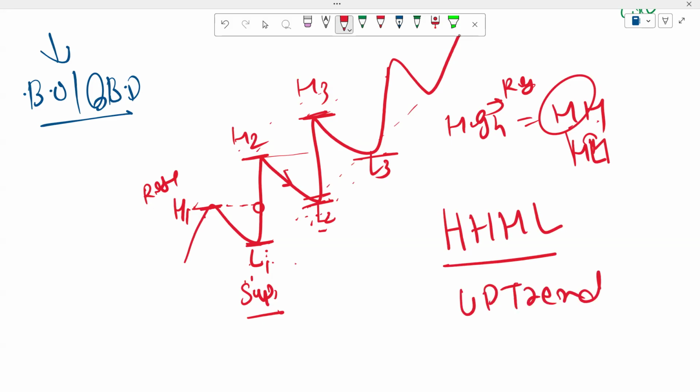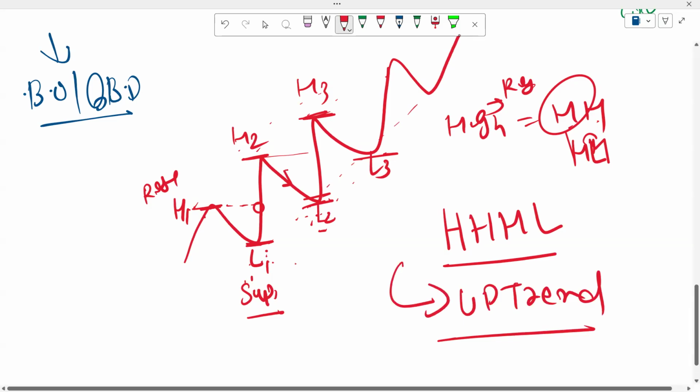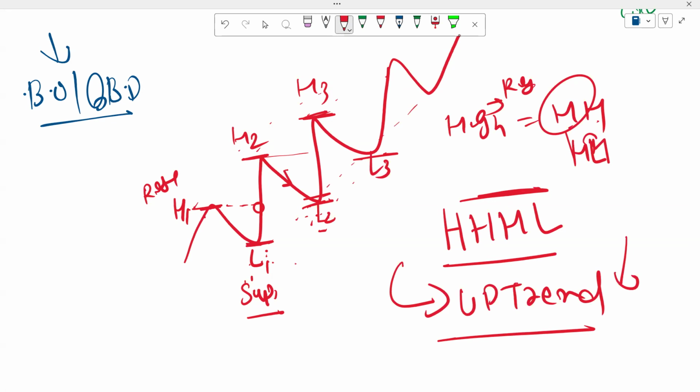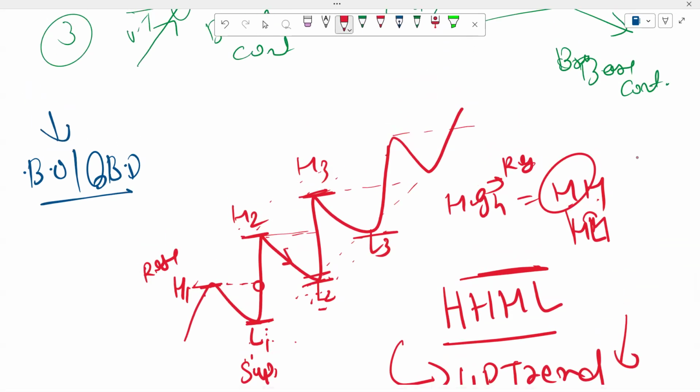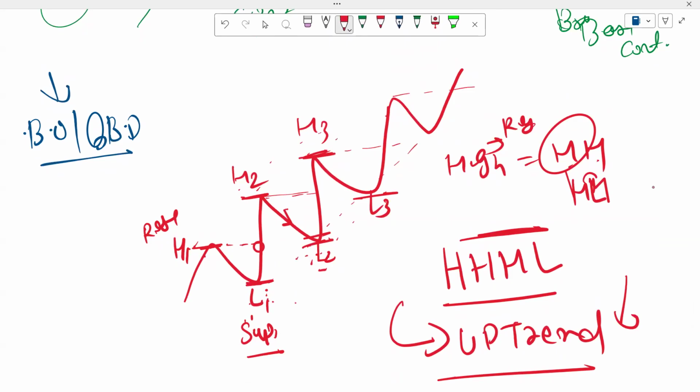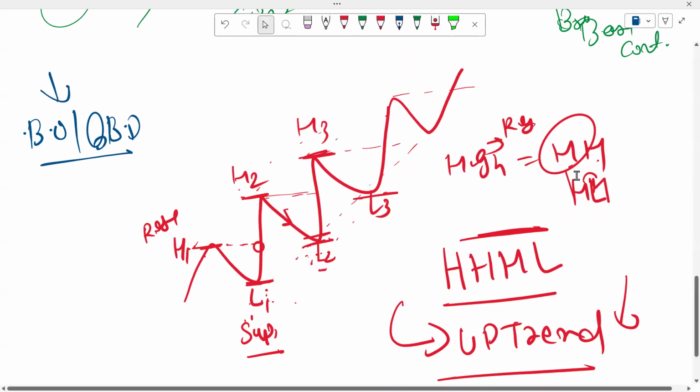You can note it somewhere that any uptrend will be a higher high and higher low. Then it's an uptrend, because an uptrend has to make a new high, break the previous high and make a new high, then only it is an uptrend. Typical uptrend, and lows or supports are also getting stronger and stronger.